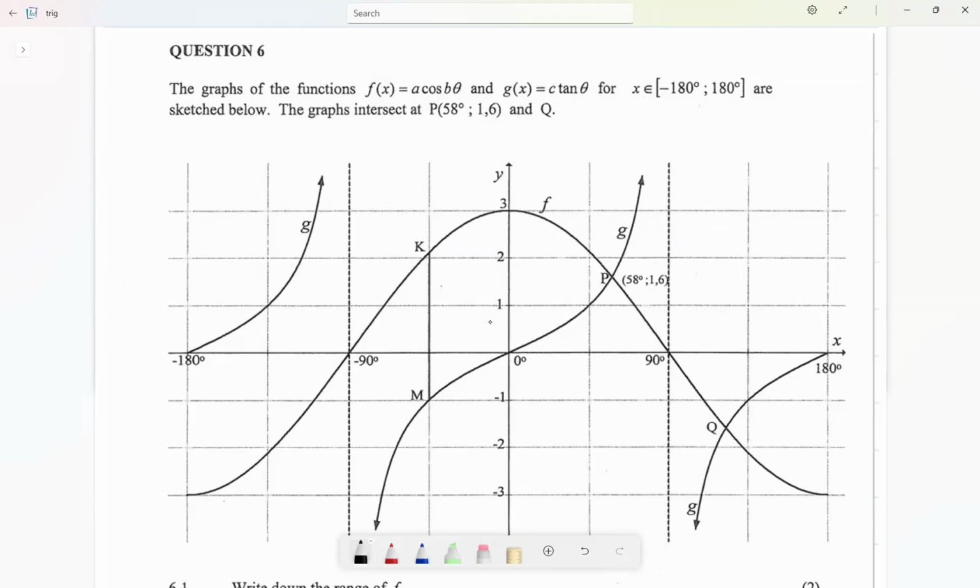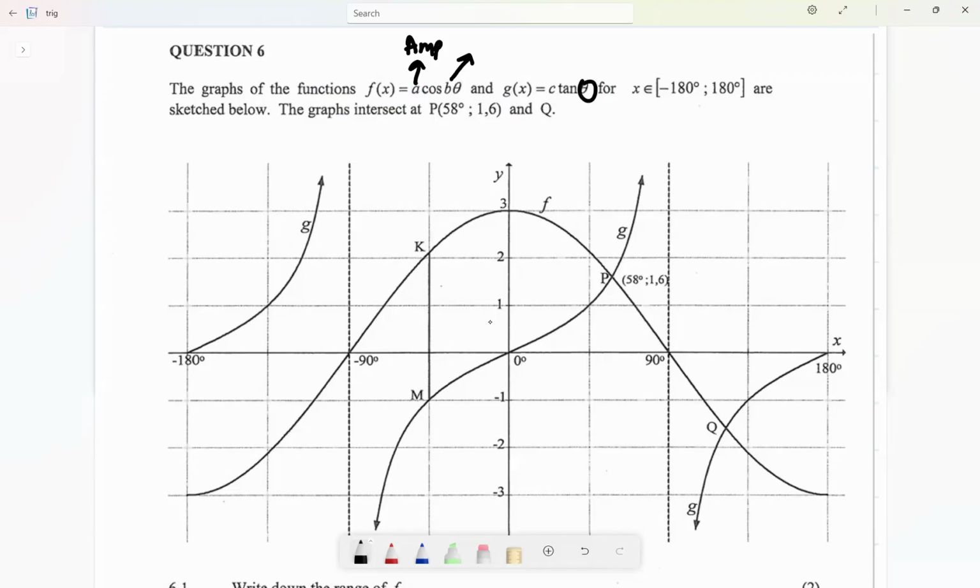We have given the function f of x, which is equal to a cos b theta, and g of x, which is equal to c tan theta, okay? For x an element of that. So they tell you that, okay, remember, A is your what? It is your amplitude, okay? And then B, it is your what? Remember, it is in front of this. This is almost the same as x.